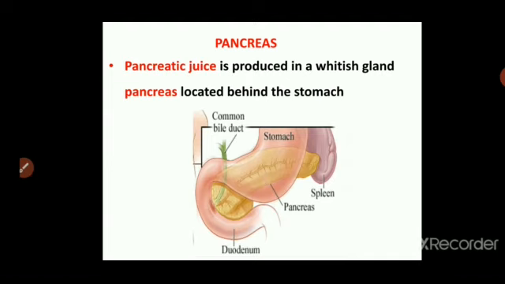It is embedded in the C-shaped loop of the duodenum. That is, where you have the duodenum, there you can find it located. It secretes the digestive juice called the pancreatic juice, which is poured into the duodenum through the common bile duct. That is, the bile juice as well as the pancreatic juice, both are poured into the duodenum by one common duct.